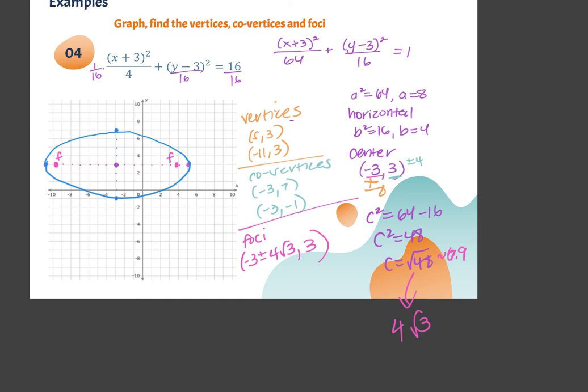Good. Questions? So whenever you're doing the foci, the -3, for example, there, it's always going to be your x-axis if it's horizontal. So whatever the major axis is, that's what you're changing. If it's horizontal, I'm changing the x. If it's vertical, I'm changing the y. Whatever you did to get the vertices, you do the same to get the foci. Yep. Questions on graphing ellipses?